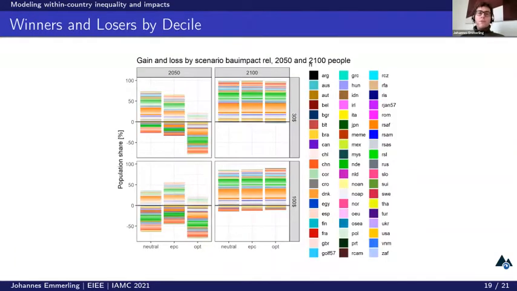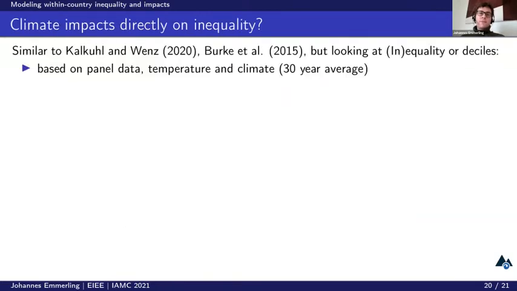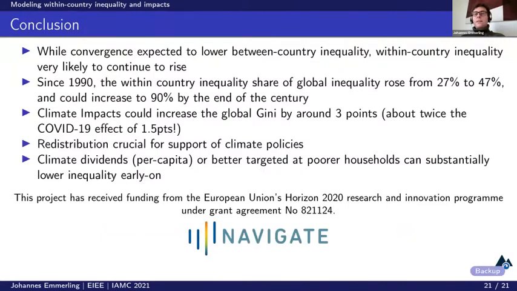We could also look at who wins and loses from climate policy, but I'm sorry, we are out of time. So to take the main takeaway message: there is a lot of convergence at the macro level, but within-country inequality is strong, and we found it to even increase to very high levels, and it's an important thing to tackle. We see that redistribution can really reduce inequality and especially mitigate the impacts of climate change on inequality, and that is crucial. Especially per capita distribution, but even more targeted transfers to lower-income households might be worthwhile. I'm sorry if I was a bit late, but it's a challenging time. With that, thanks very much, and I'm looking forward to any questions.